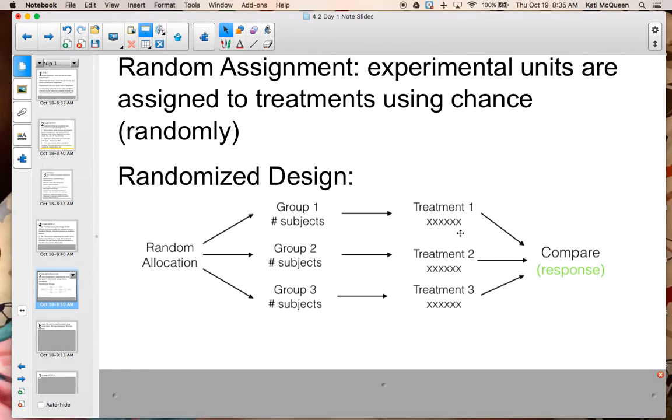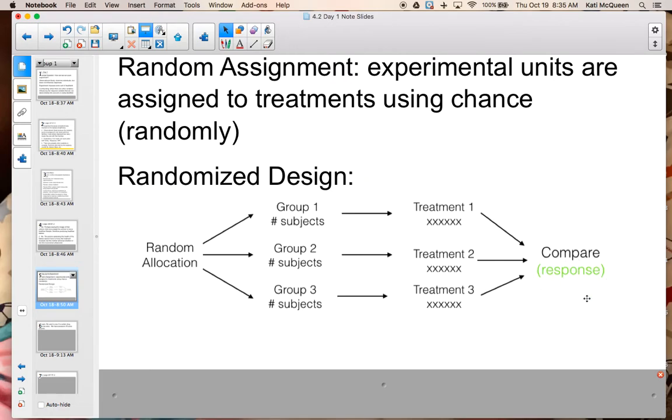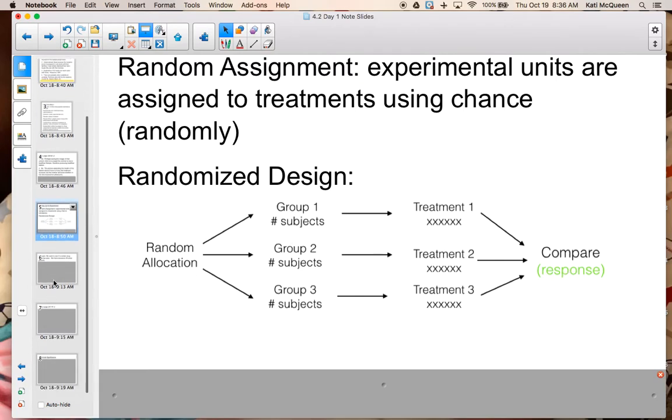All right, and the very end, this is the most important part, we're going to want to compare these 3 treatment groups. It's not enough to just say compare. This green right here has to be filled in. What are you comparing in the end? What is your response variable? In the blood pressure problem I was talking about, in the end, I would be comparing blood pressure between the 3 treatment groups. So comparing, and then what are you actually going to be measuring?